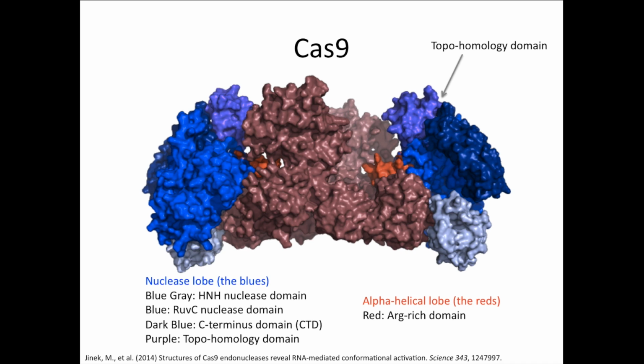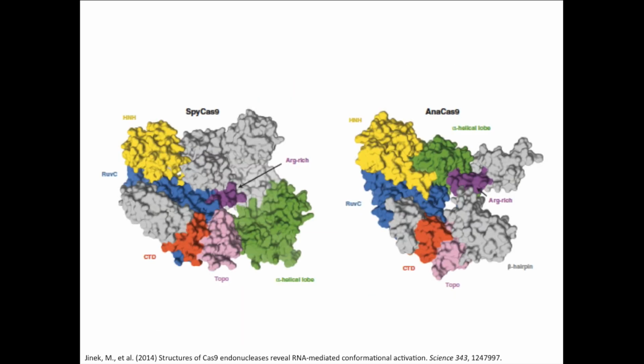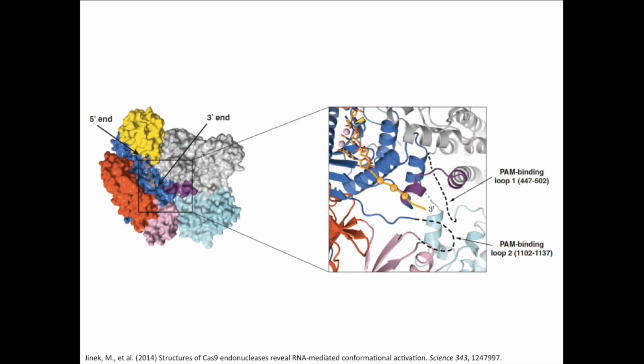A beta-beta-alpha-beta Greek key domain found in topoisomerase II, named the topo-homology domain, is also in the nuclease lobe. In the alpha helical lobe, there is an arginine-rich region that is thought to mediate nucleic acid binding. RuvC, HNH, arginine-rich, and topo-homology domains are conserved among orthologs, but the alpha helical lobe varies in size and orientation. Another common feature of Cas9 enzymes is a disordered region that includes the PAM recognition loops. Tryptophan residues in the loops are conserved among Cas9 proteins that recognize the same PAM.